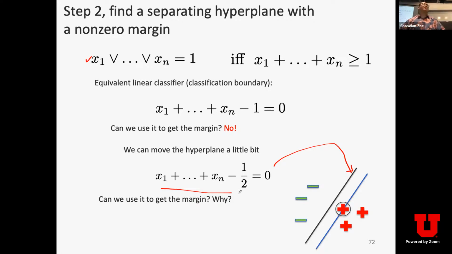And how about all the positive examples? At least 1/2, right? Because as long as this one equals 1, that means at least one feature will be 1. Then you evaluate the left-hand side. That means the left-hand side will be at least half. They're always positive, right? And then what is the margin? Someone has pointed out it's actually just half, right?